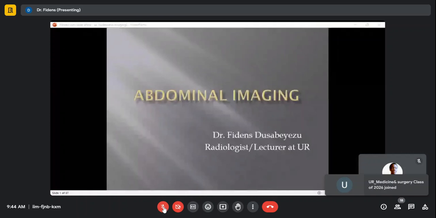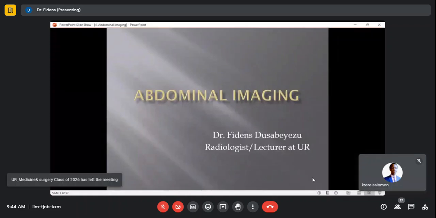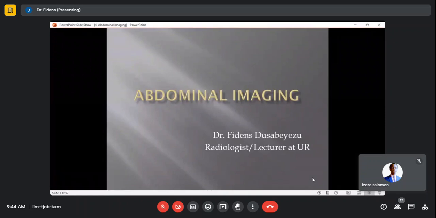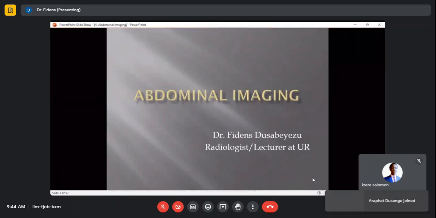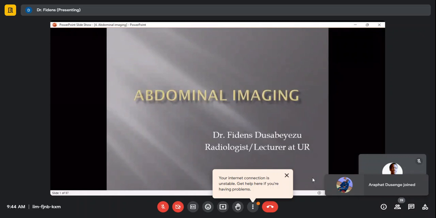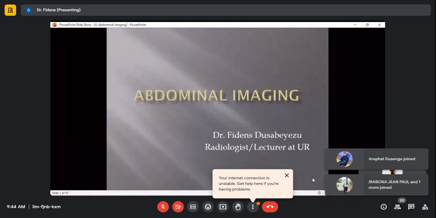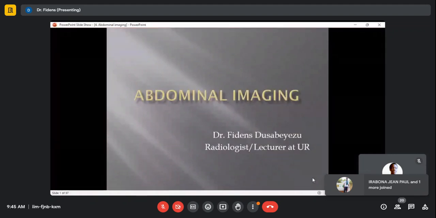So last time we were looking at chest imaging, especially chest radiograph interpretation. But today I wanted to start with abdominal imaging, an overview of abdominal imaging, and we'll see how to interpret a plain abdominal X-ray. And we'll see some exercises, some example cases, and done.